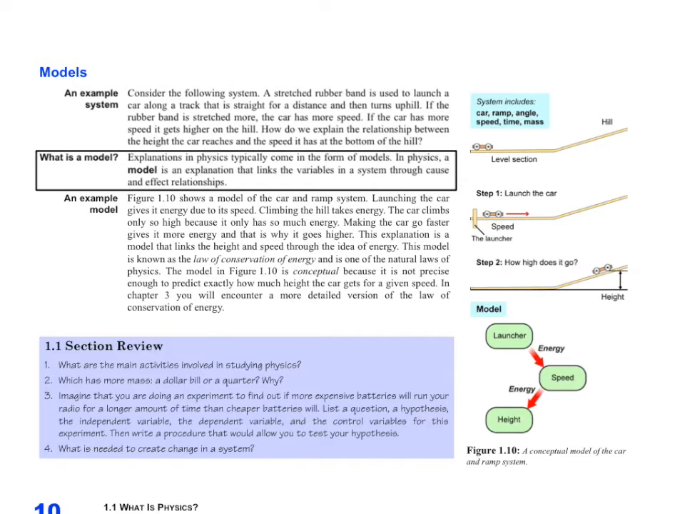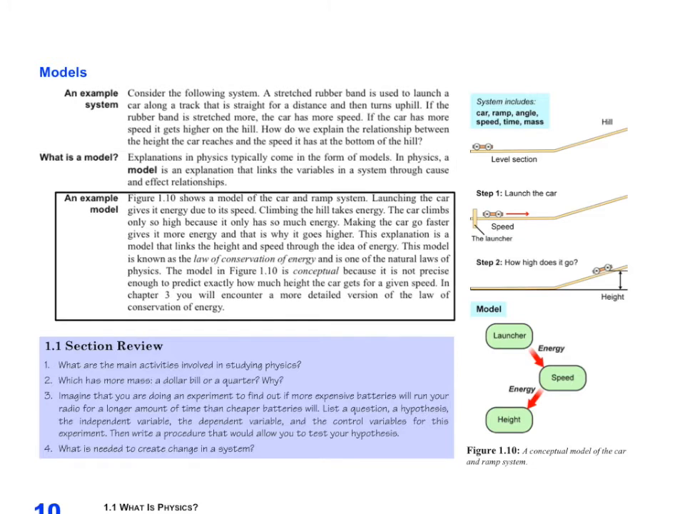What is a model? Explanations in physics typically come in the form of models. In physics, a model is an explanation that links the variables in a system through cause and effect relationships. An example model. Figure 1.10 shows a model of the car and ramp system.